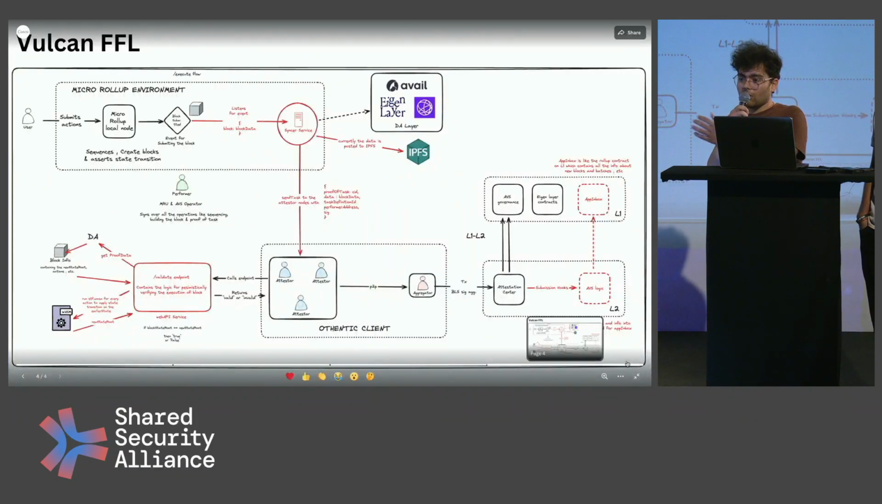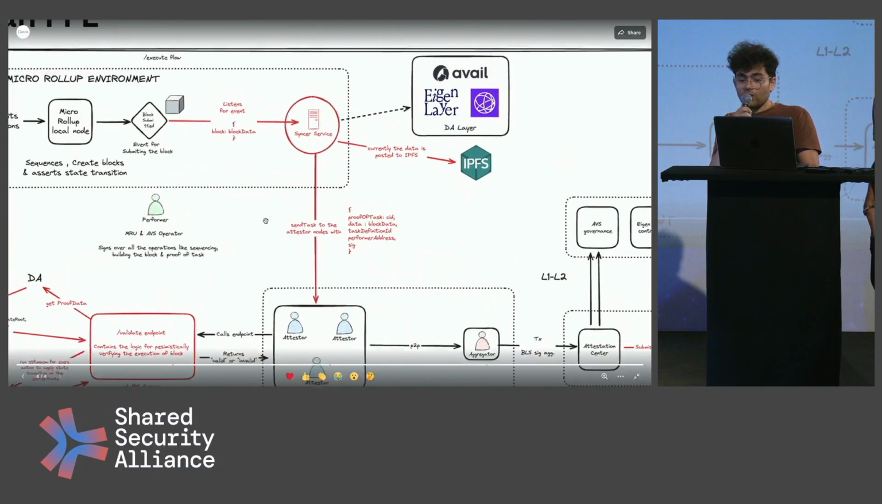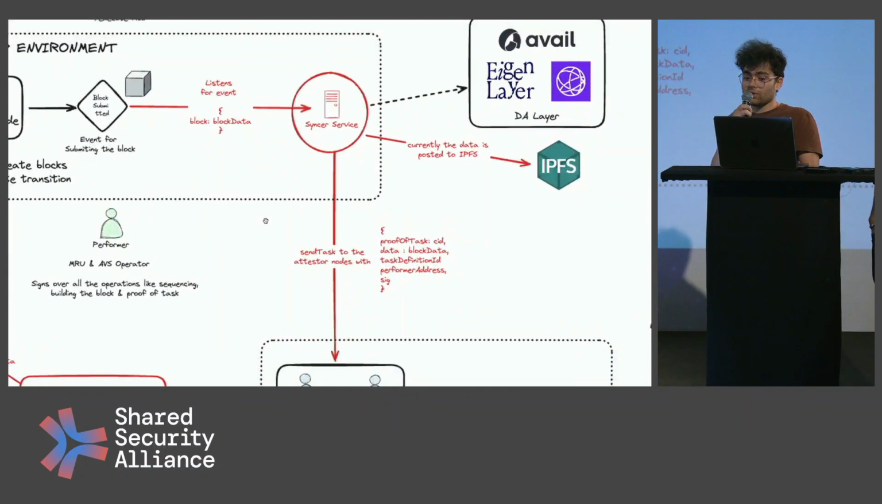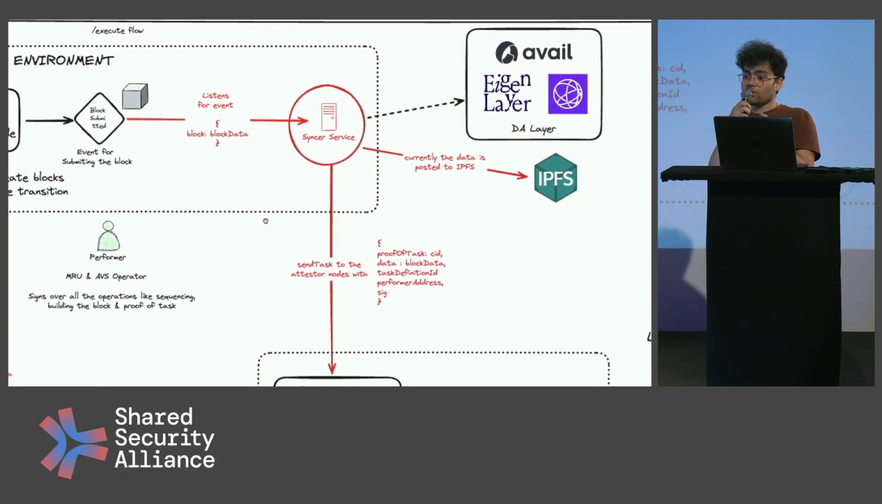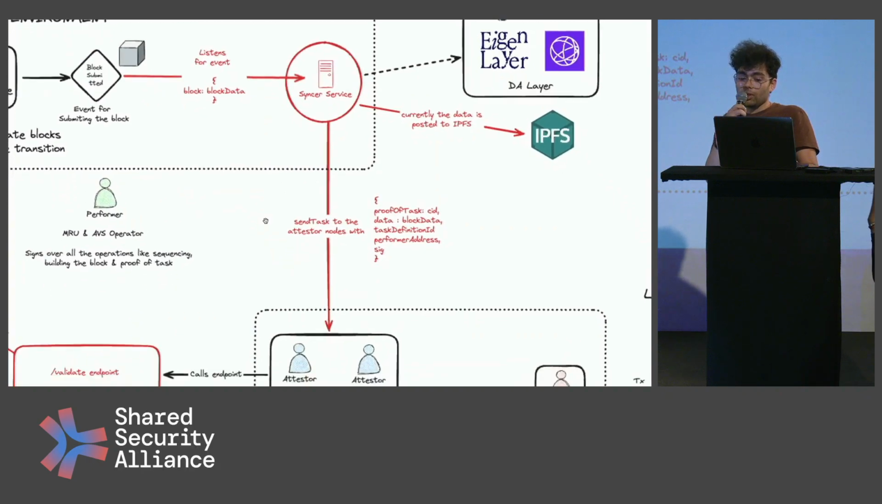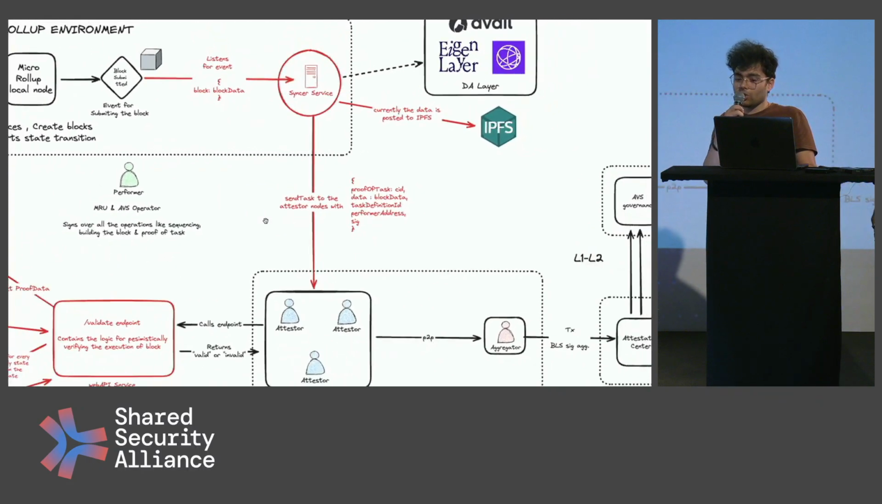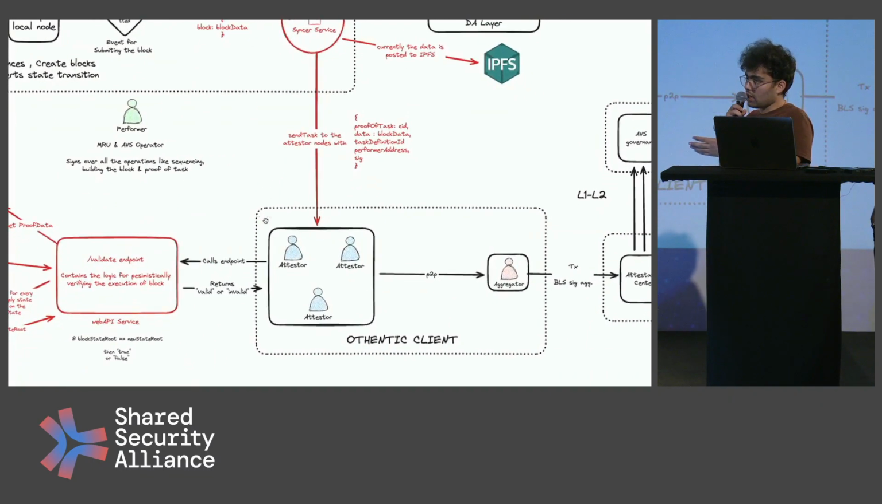We have a similar environment, which is the MRU environment, and after the block is created, we have the service called Syncer service. The responsibility of the service is to simply take the blocks and, first of all, create the proof of task, sign them, and send them to IPFS as a proof of task. Then later, make an RPC call and send it to the Othentic client for further verification. So in this case, there is no Vulcan, but this is what we built. We built a Vulcan version with AVS using the Othentic stack.